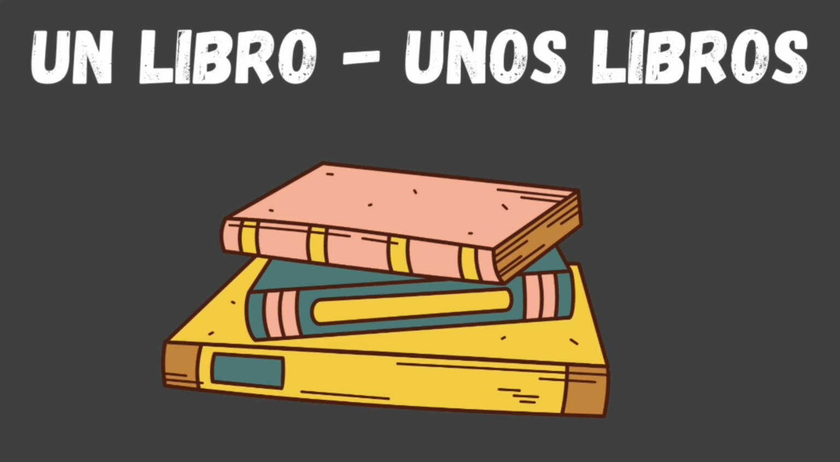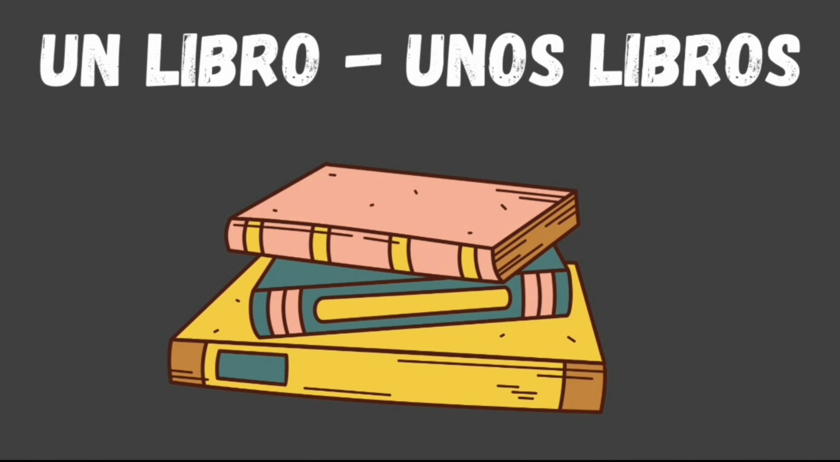Now, if we want to use the indefinite article a, an, some, okay, we have to use the indefinite article un, okay, because we are using a noun having a male gender, okay? So it has to be a book, okay? That means in Spanish, un libro, a book, okay? And in the plural form, we have to say some books, okay? That means unos libros in Spanish, okay? Some books.